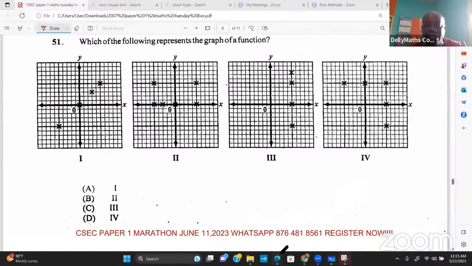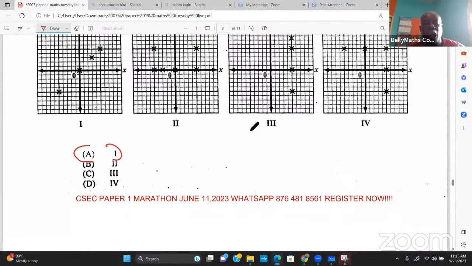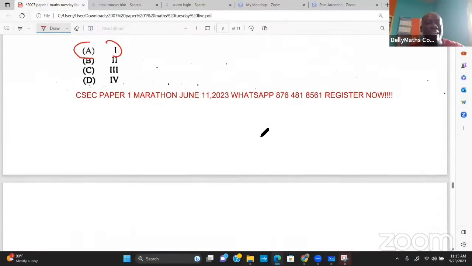So vertical line test is very good to test to see a function, right? Vertical line test, remember that. Now, let me say that they didn't give you a vertical line and they give you a number of points. How do you know functions? So if you have some coordinates, right? Watch this. Let us make up some set of coordinates.